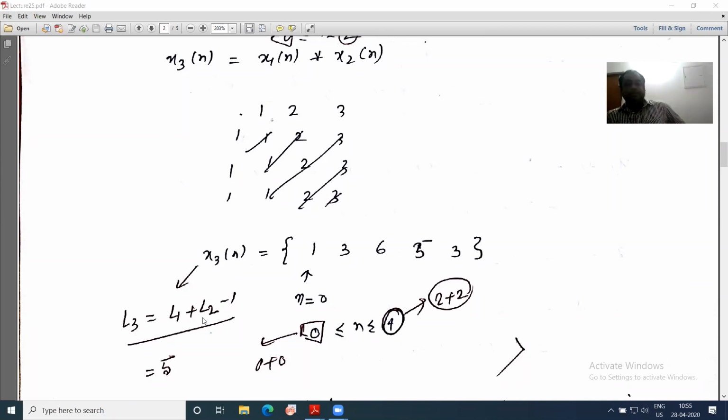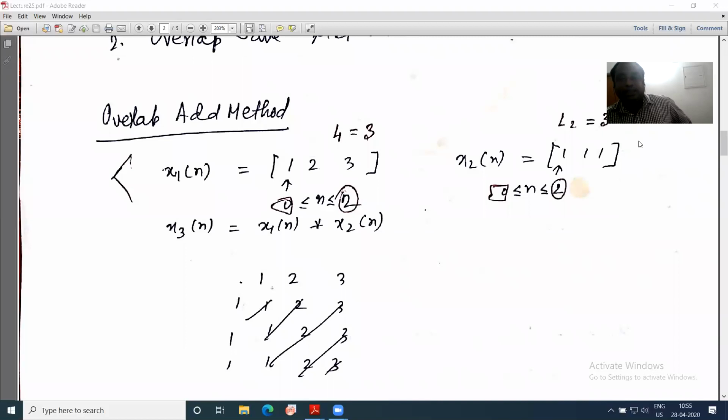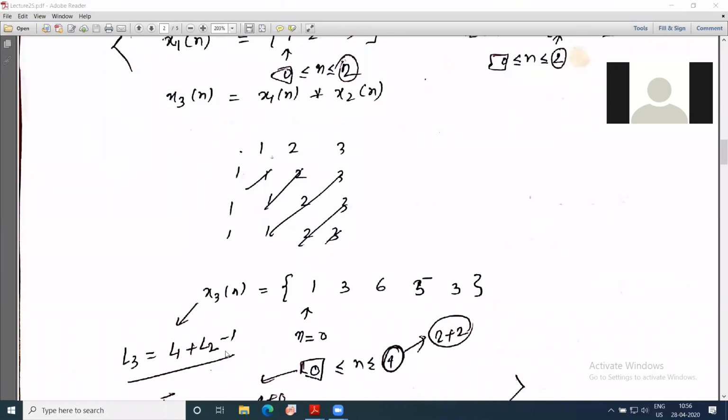So what is x3 of n? x3 of n is 1, 3, 6, 5, 3. So the length of x3 will be L1 plus L2 minus 1. L1 is 3, L2 is 3. So 3 plus 3 is 6, minus 1. That will be 5. That is the length of x3.